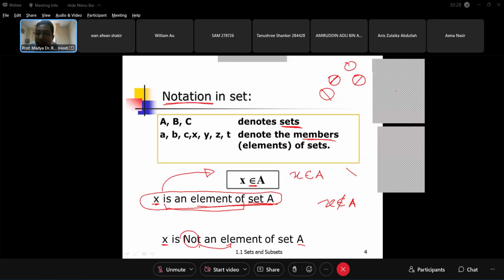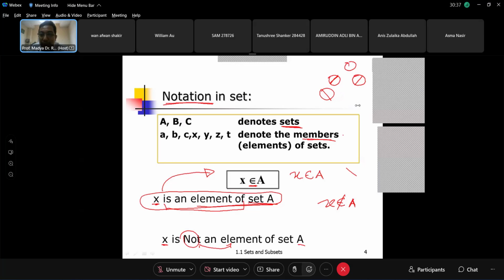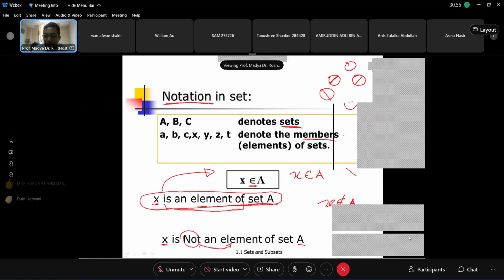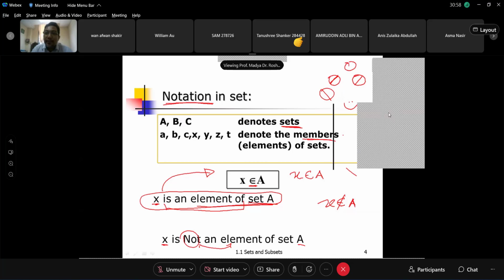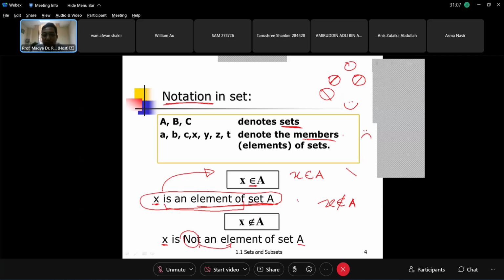Clear, class? So actually, in discrete we deal with symbols. Like this symbol, for example, this means happy. This means sad. This is a discrete representation. Okay, get the idea, class? Okay, good. Now we move to the next slide. So, okay, not an element, you put like this.